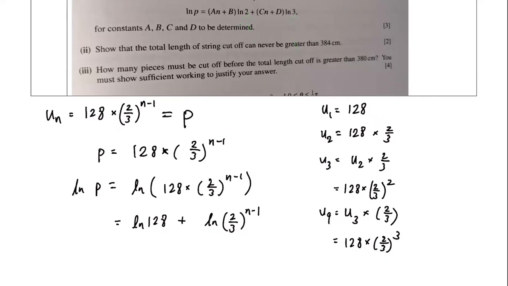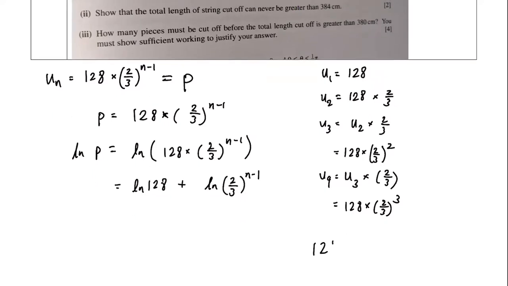I realize 128, I can prime factorize. So if I prime factorize it, I think it is 2 power 7, right? Yes, definitely. Then you get ln of 2 power 7. What happens when you have a power? You can bring it down. So it becomes 7 times ln 2. Plus, here you also have a power, so you can bring it down. You get n minus 1 times ln 2/3.